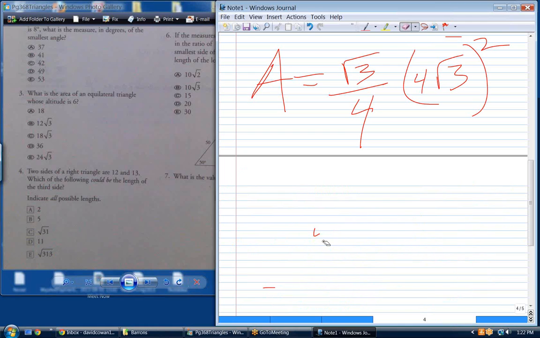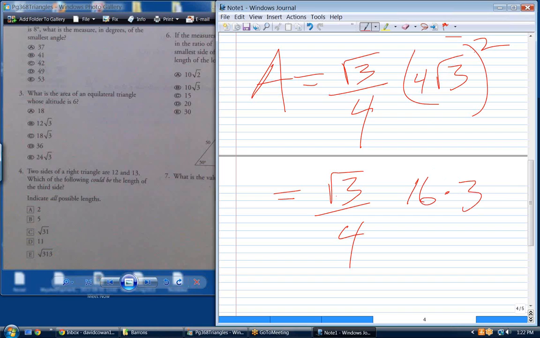Well, if this is equal to root 3 over 4, what is this squared? Squared? It would be 3 over 16. Well, it'll be 16 times 3.